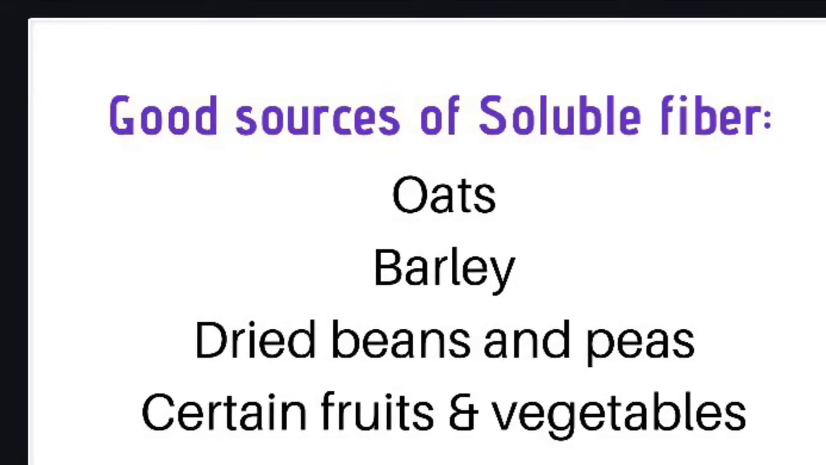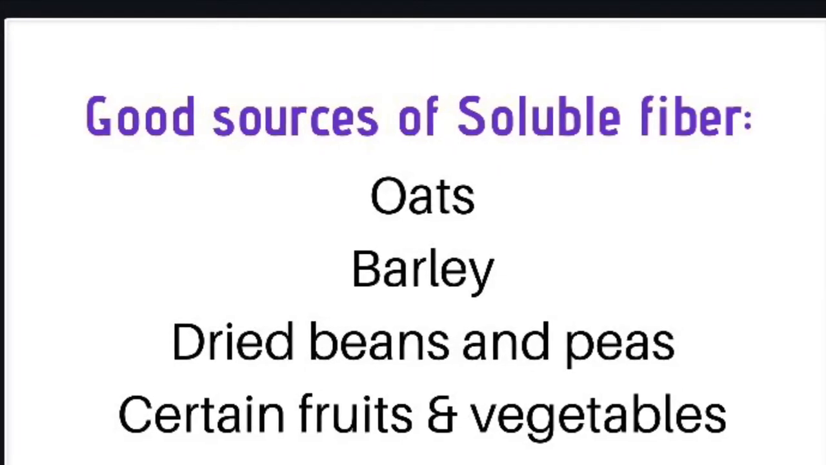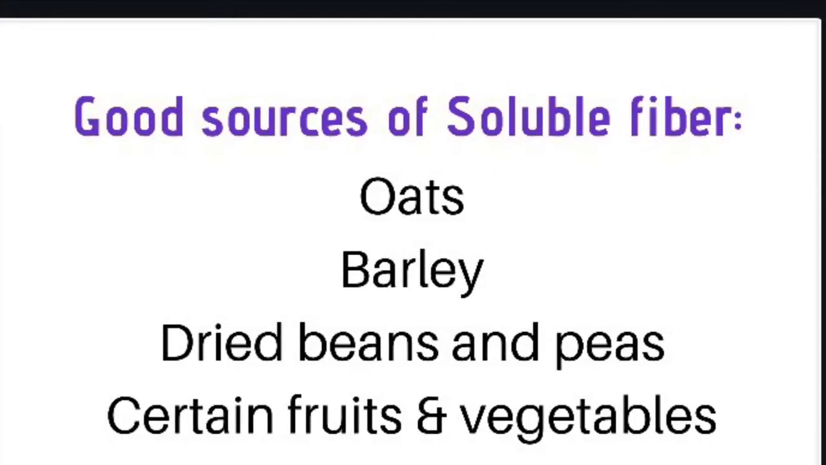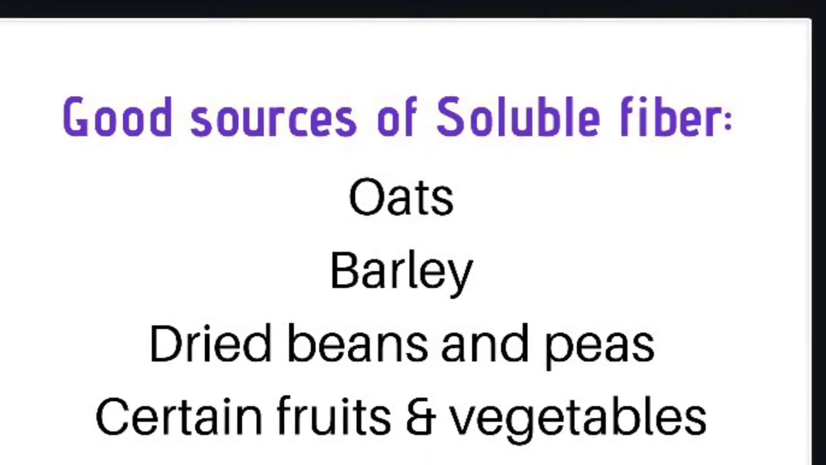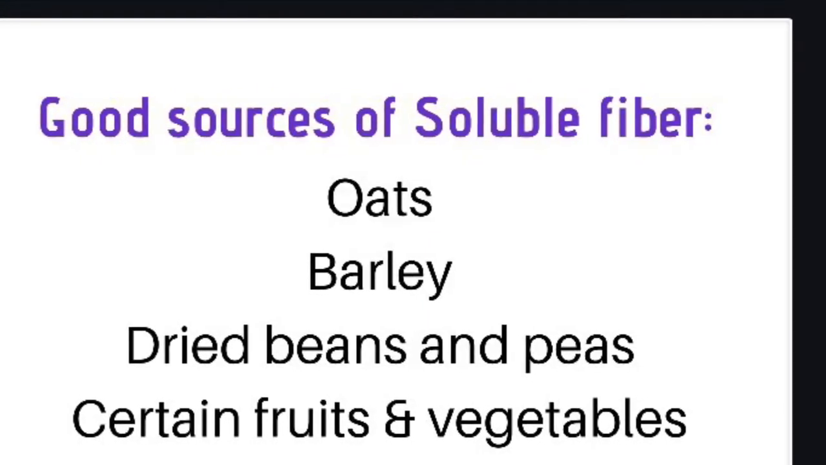Good resources of soluble fiber are oats, barley, dried beans and peas, certain fruits and vegetables such as applesauce, strawberries, potatoes, citrus, and prunes. At the end of this video, don't worry, I'm going to give you a great resource you can use to find out, is my food high in soluble or insoluble fiber? So just hold on to the end of the video for that.